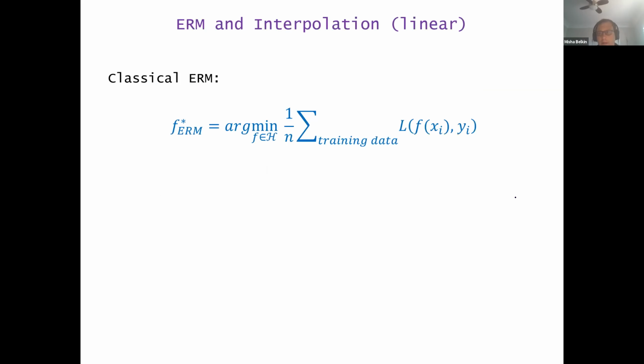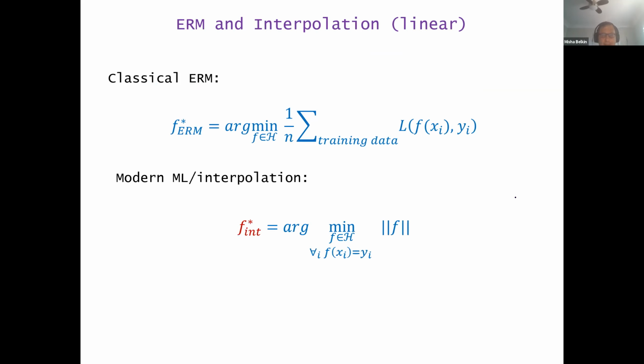Okay, but let me not talk about the linear case much more. So maybe I'll just summarize it. This is the summary for the linear case. For classical empirical risk minimization, we're trying to minimize the loss over the training data. In this modern interpolation regime, it's more useful to think that we're minimizing the norm under the fitting conditions.